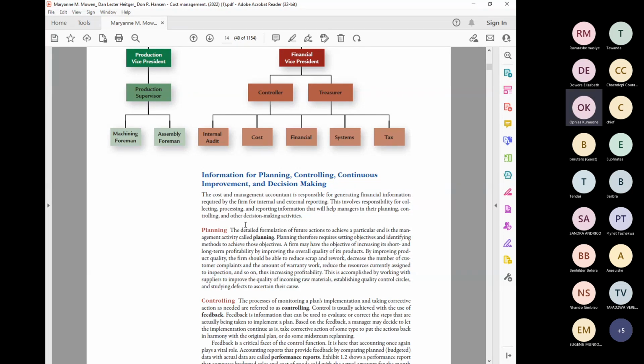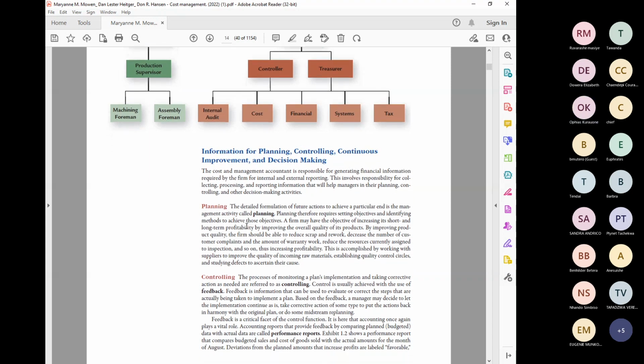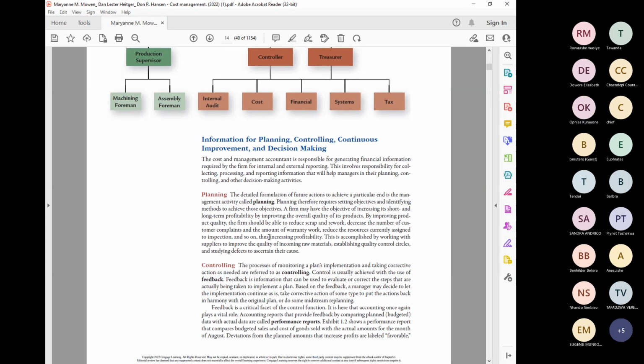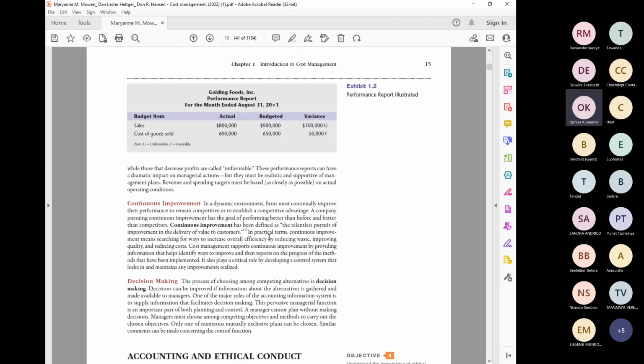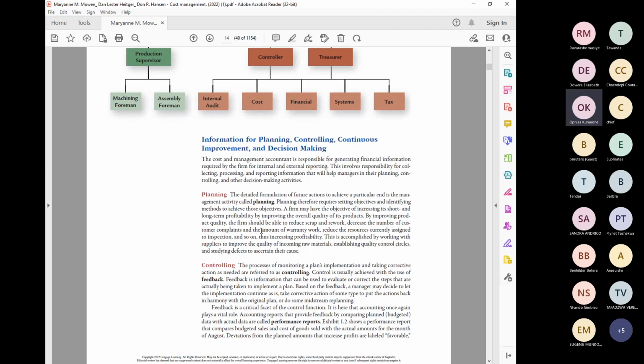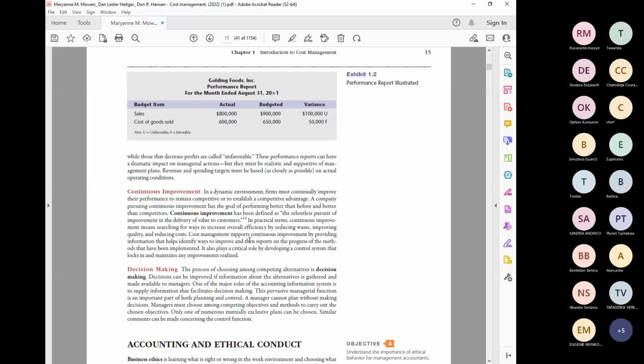Planning with others or the stakeholders. Don't blame anyone. Don't see yourself as taking others for granted. Very wrong. Controlling: after getting the feedback, then you can control. That's the key. Continuous improvement. That's the dynamic environment. You should keep on improving. That's all.